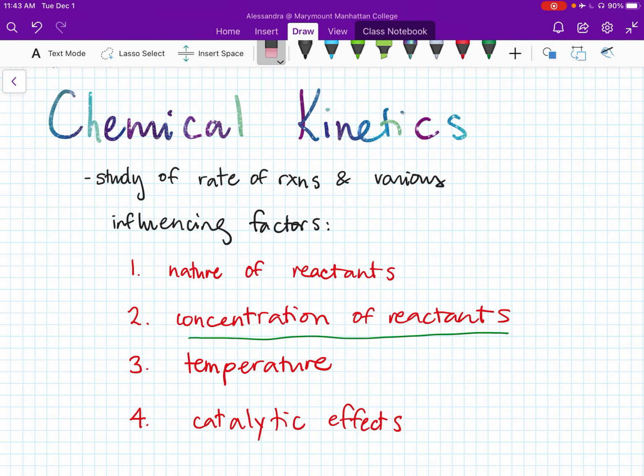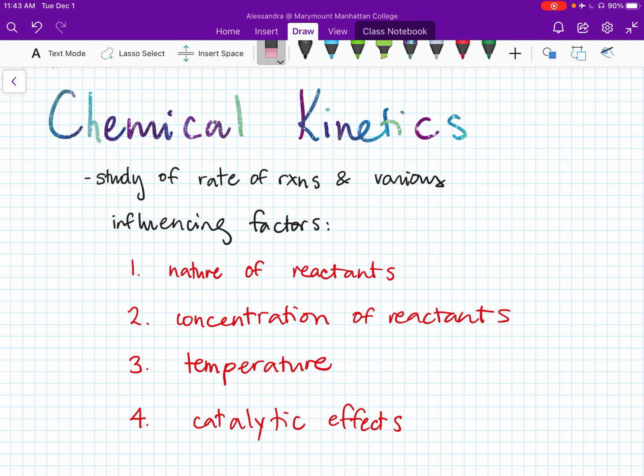Another big influencing factor is temperature. The rule of thumb generally is that the higher the temperature, the faster your molecules are moving. So the more often they're going to collide and the faster the reaction is going to go. So the higher the temperature, the faster the reaction rate.